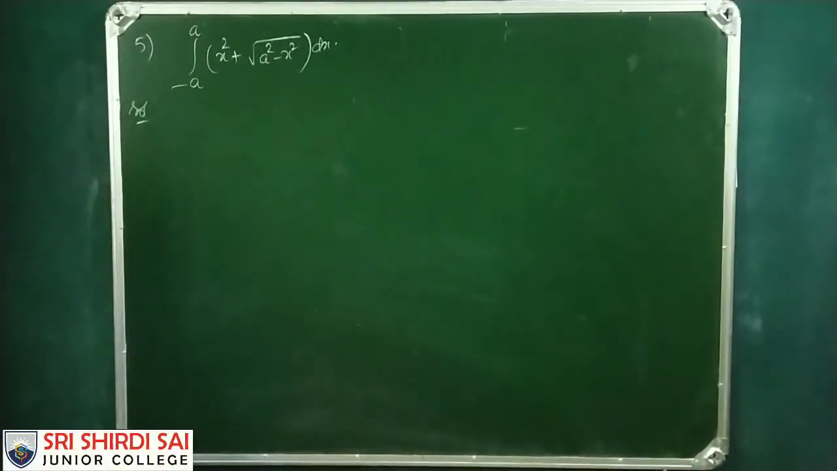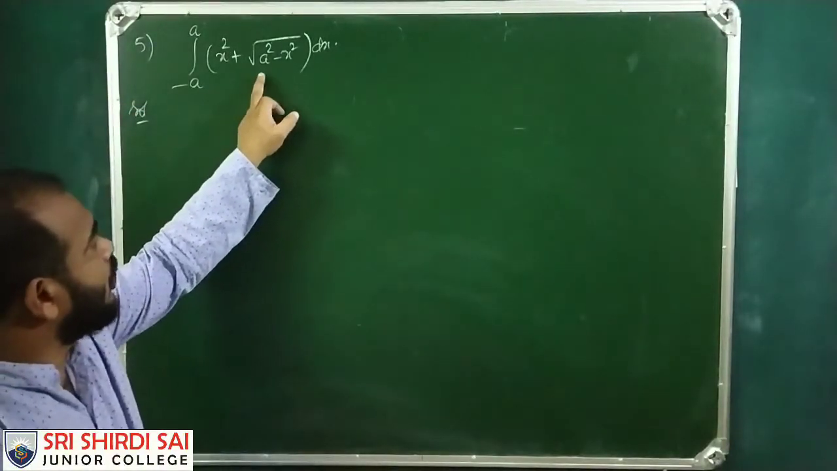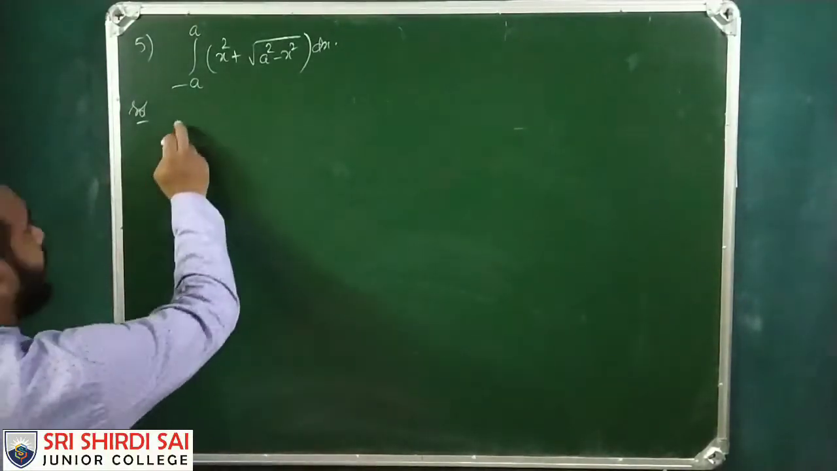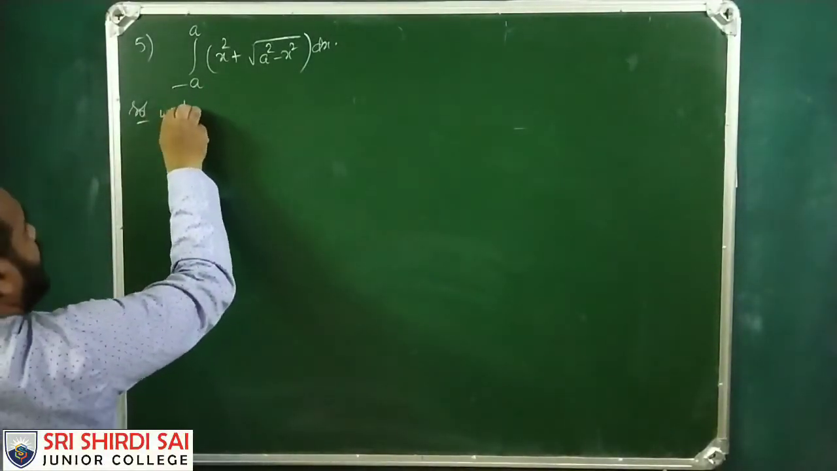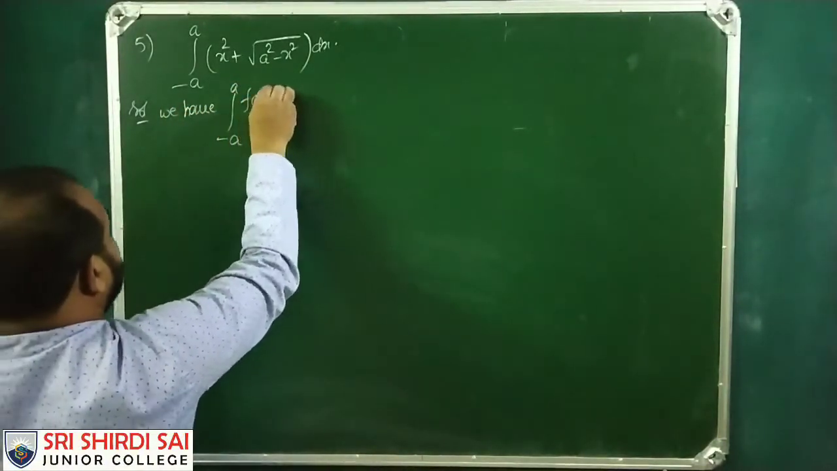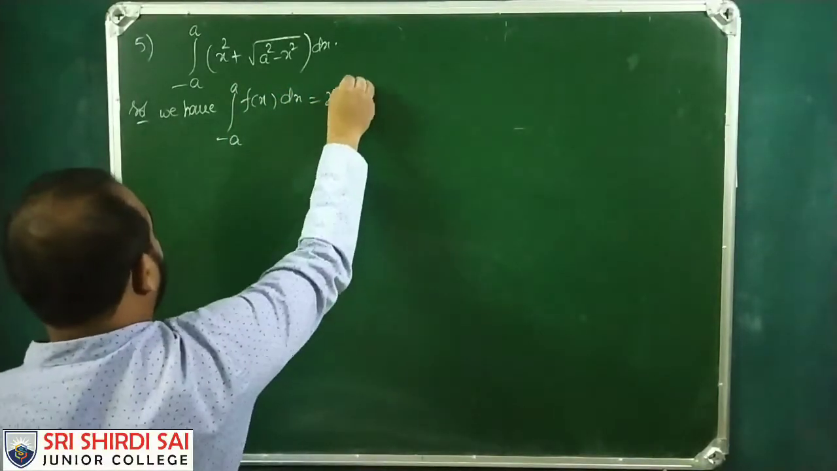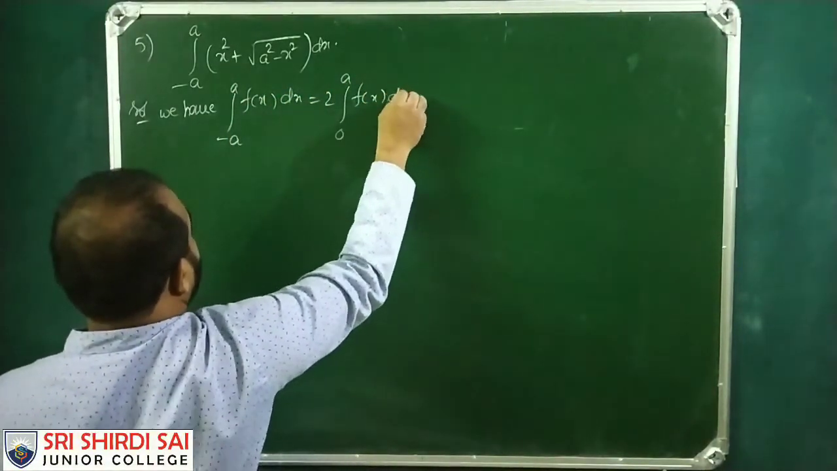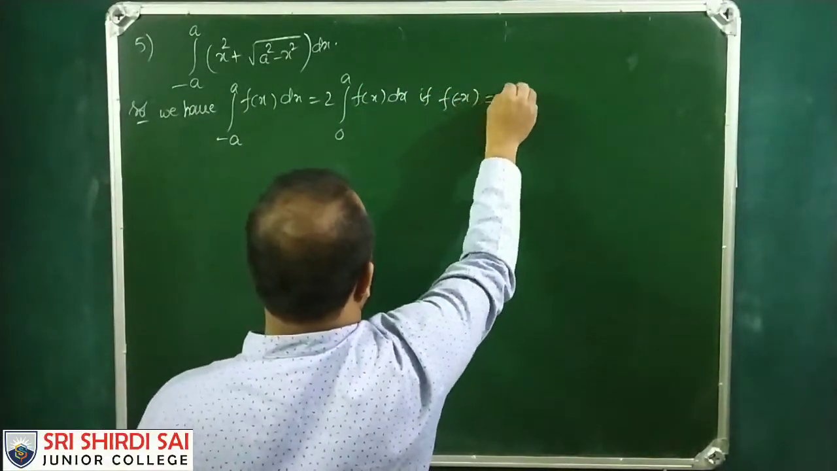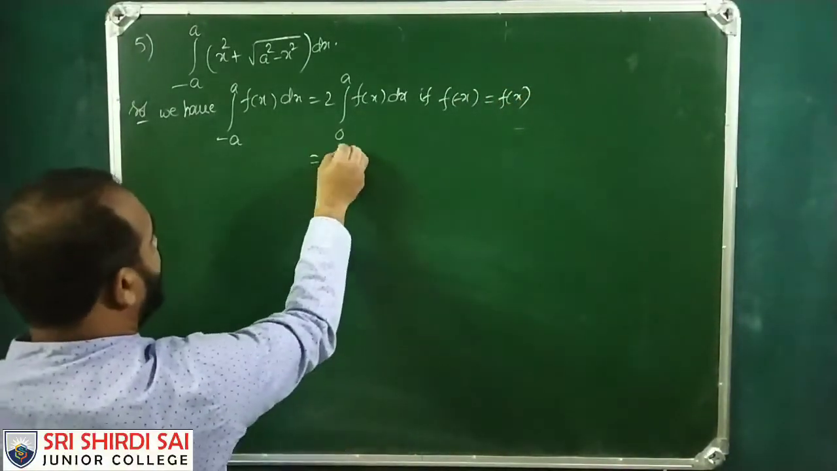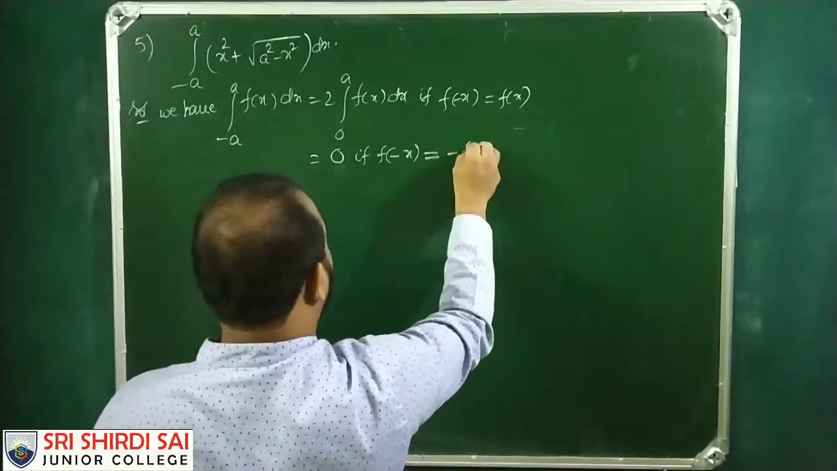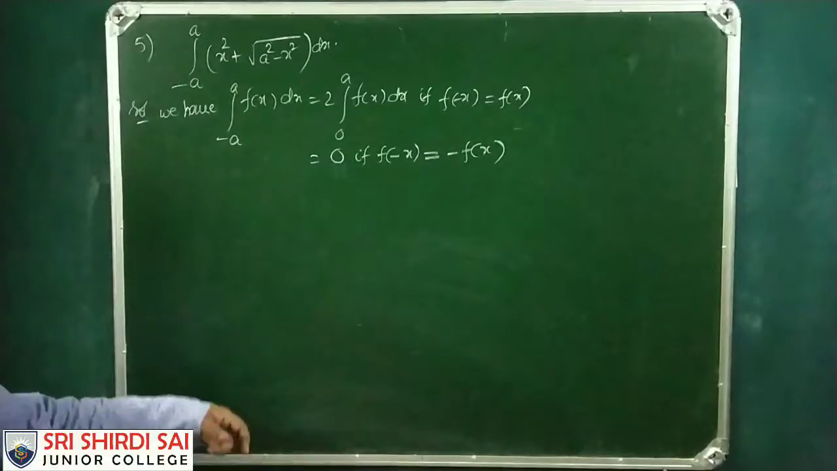Now the integral from minus a to a of x square plus root of a square minus x square dx. This is of the form integral minus a to a. We have a property that integral minus a to a f of x dx is equal to 2 times integral 0 to a f of x dx if f of minus x is equal to f of x, or simply this value is 0 if f of minus x is equal to minus f of x. This we had discussed already.